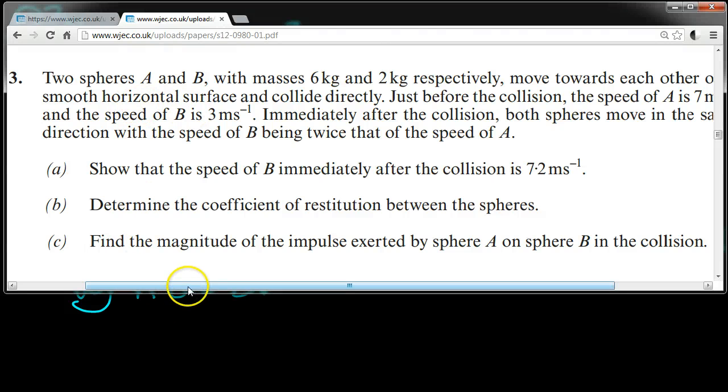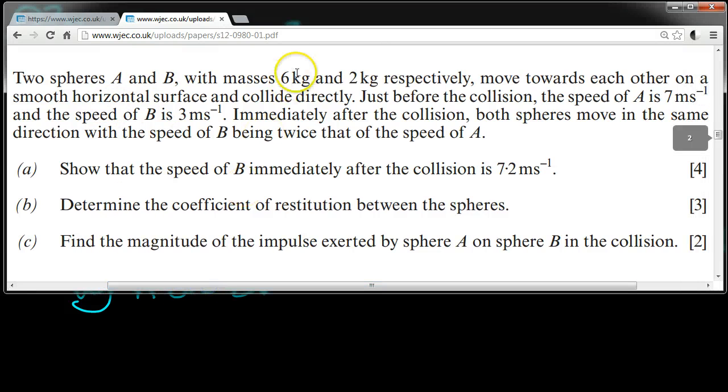Two spheres A and B, with masses 6 kilograms and 2 kilograms respectively, move towards each other on a smooth horizontal surface and collide directly. Just before the collision, the speed of A is 7 and the speed of B is 3. Immediately after the collision, both spheres move in the same direction, with the speed of B being twice that of the speed of A. Show that the speed of B immediately after the collision is 7.2 meters per second.